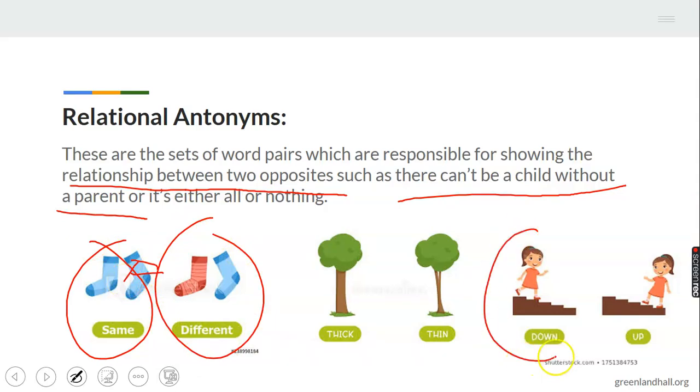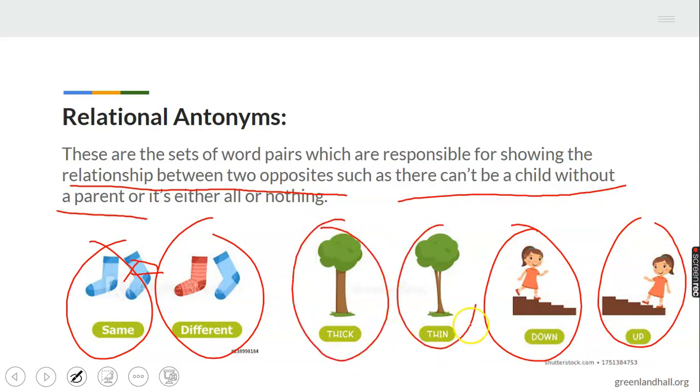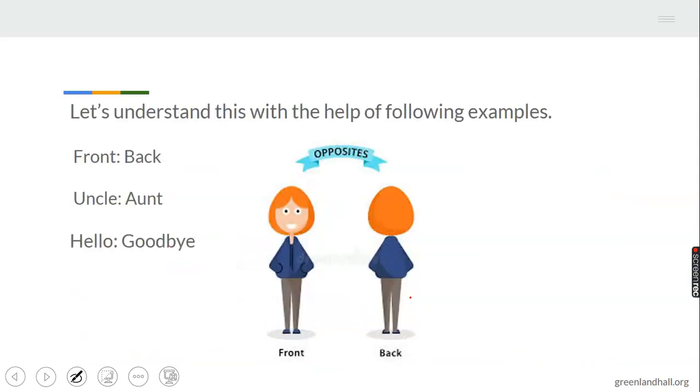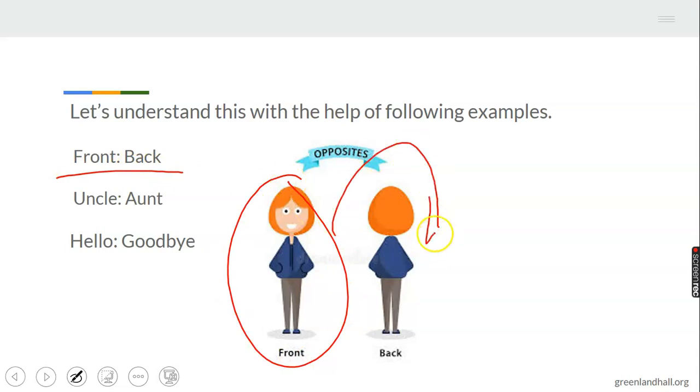Do you understand? Now, the relation between down and up. Down is related to up. Thick and thin. That is what relational antonyms do. Now, let's understand with a little bit of example. Front and back. Front will always give you the relationship with back. And we have uncle and aunt. We have hello and goodbye.